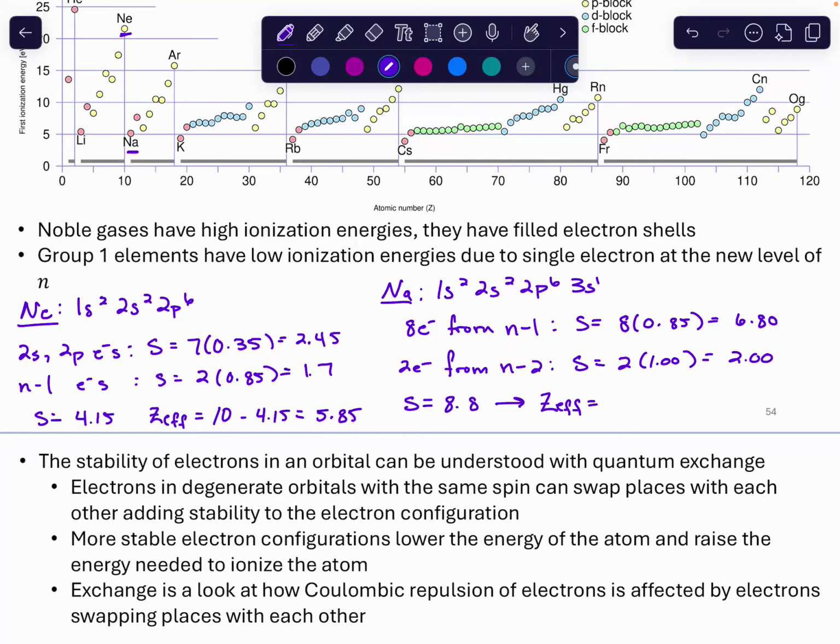So our Z effective for sodium is 11 minus 8.8, the shielding constant, which equals 2.2. You notice how much lower the effective nuclear charge is for sodium than for neon. This is a very good reason for why the ionization energy for sodium is so much lower than that of the noble gas neon. So you can start to understand these ionization energies through electron shielding or electron screening, however you want to say it.